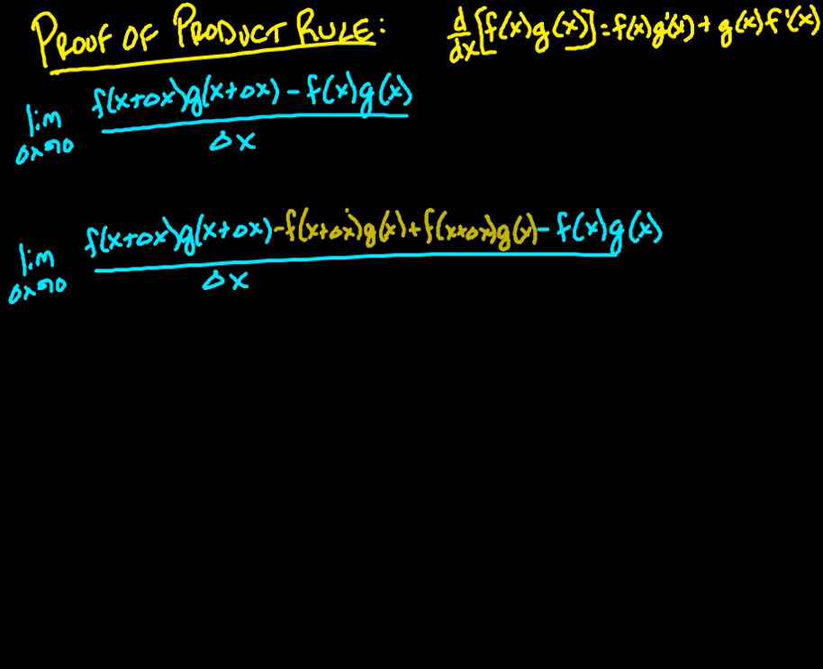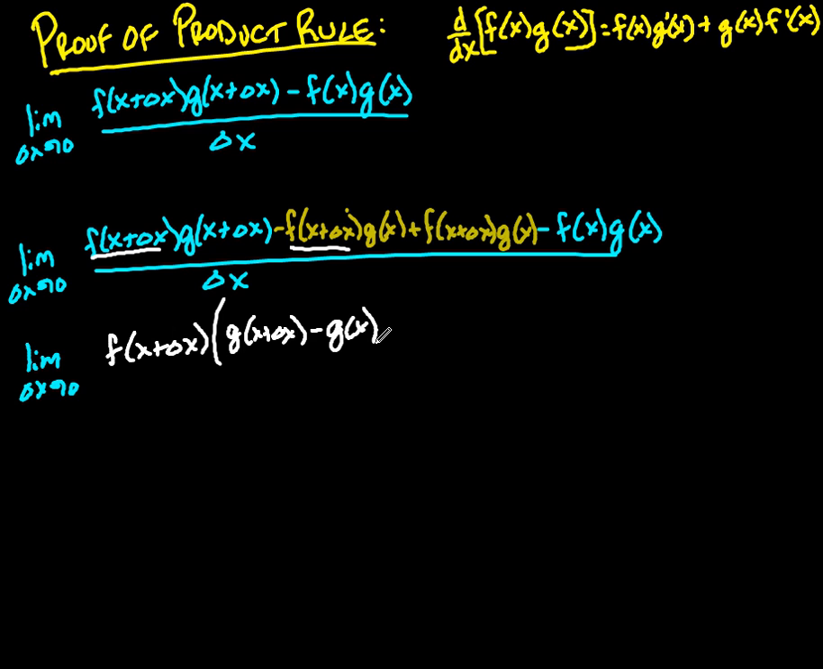So what I'm going to do with this now is split it up into two different pieces. I'm going to look at this first half and this second half and see what is something that maybe I have in common with them. Well, with these first two, what I have in common here is an f of x plus delta x. I'm just going to literally factor that out, and that leaves me with g of x plus delta x minus g of x. Oh, okay, that should kind of look familiar.